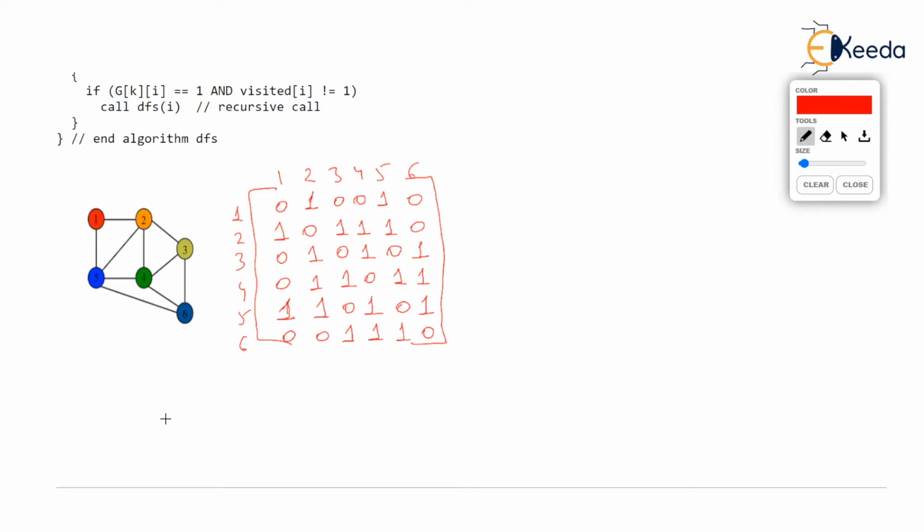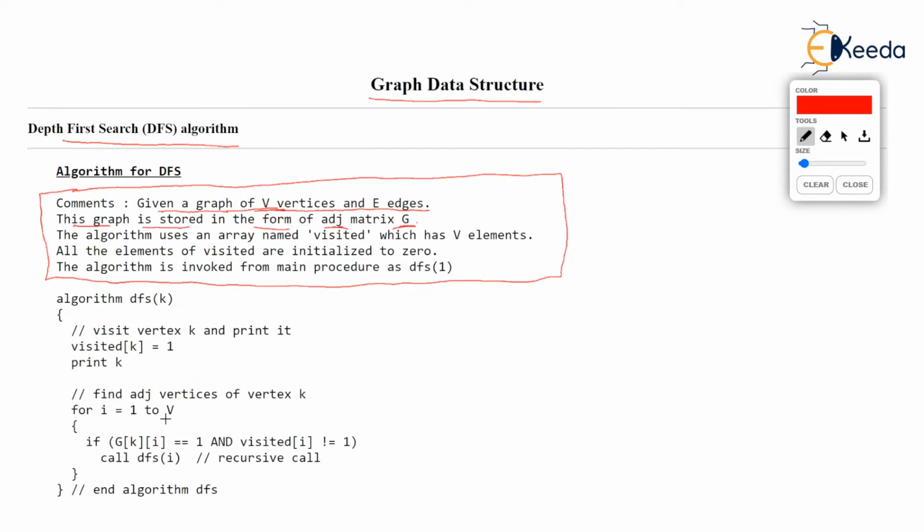So we assume that this graph has been stored in the form of a matrix G, and our algorithm is going to use the matrix for finding adjacency. Of course, a computer algorithm cannot use the picture. The picture has been stored in the computer memory in the form of a matrix.